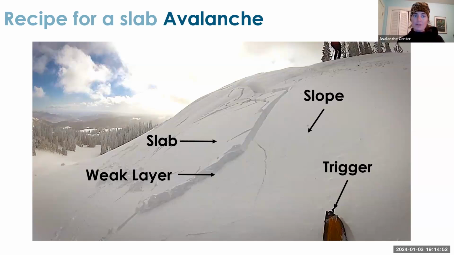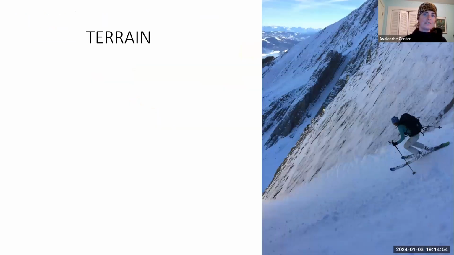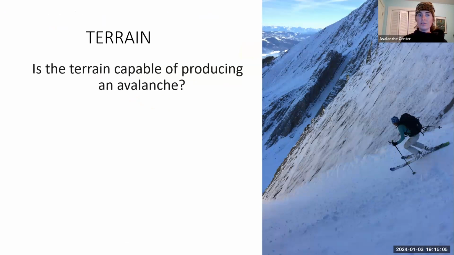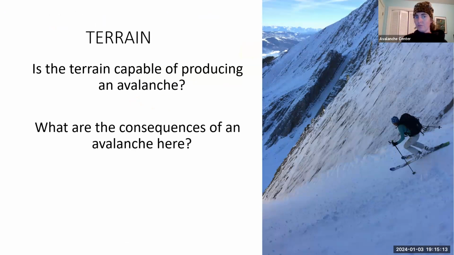So what I'm primarily going to talk about right now is the terrain component. Terrain is the component of avalanches that we can really control. So we can ask ourselves, can this slope produce an avalanche? And actually get a definitive answer. What are the consequences of an avalanche here? And then, what are we going to do about it?